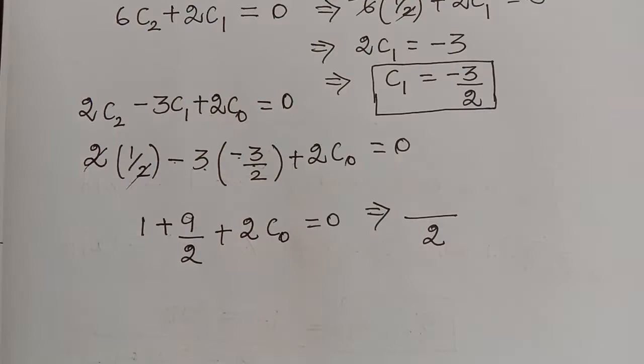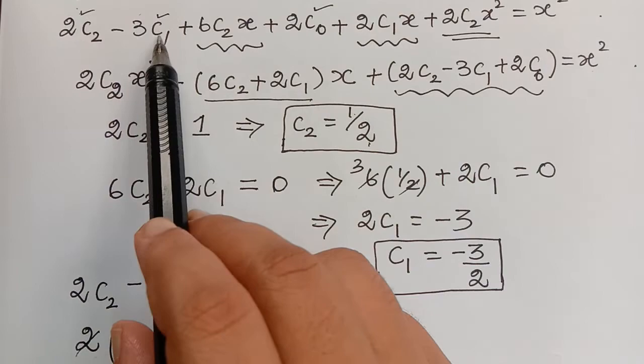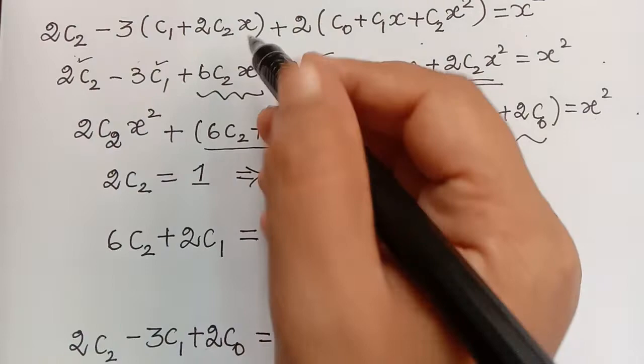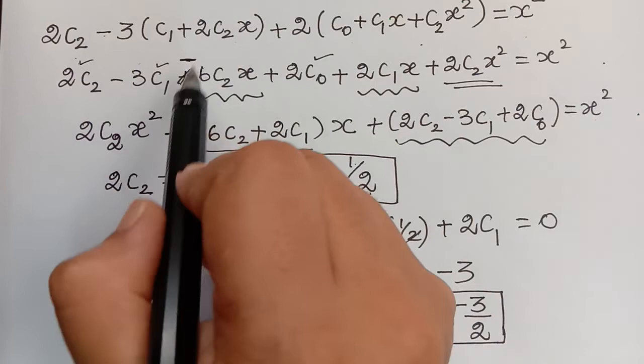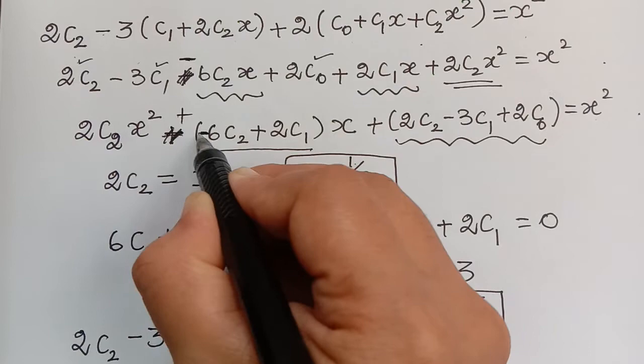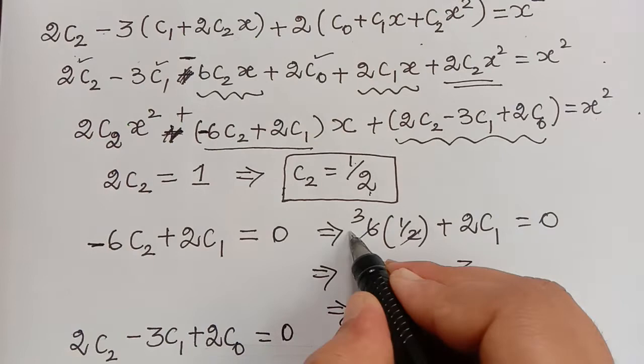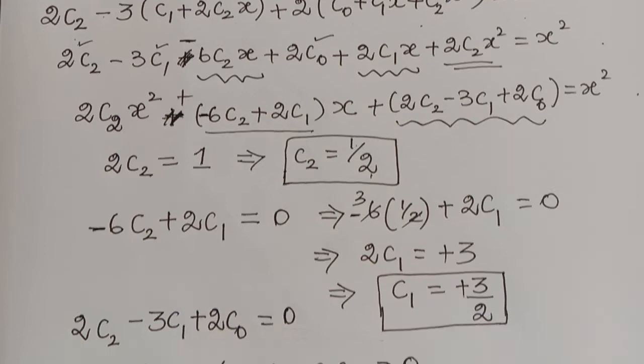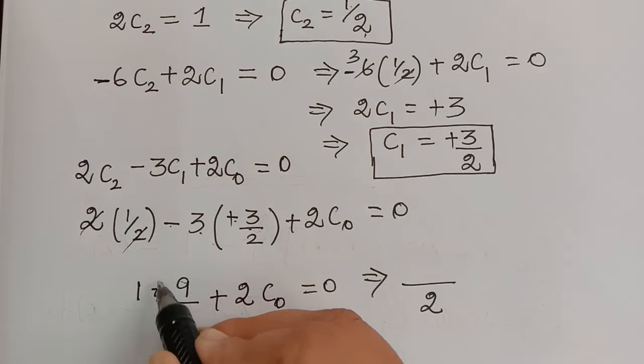And before doing this, there is a small mistake here actually. Now when we simplify this, actually I forgot to put a negative sign here. Because we have a minus here, so minus into plus will be minus. This is negative 6c2. So here we will have negative 6c2, and so here a negative sign. And when this goes to the right, it will be positive actually. So the value of c1 is positive 3 by 2. So because of that, this will be positive, and so here we will be having a negative sign.